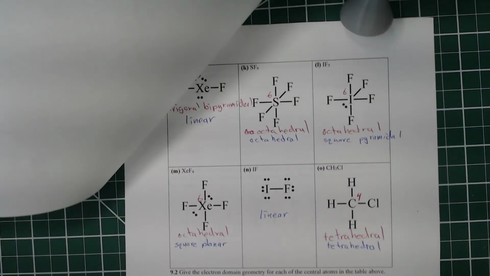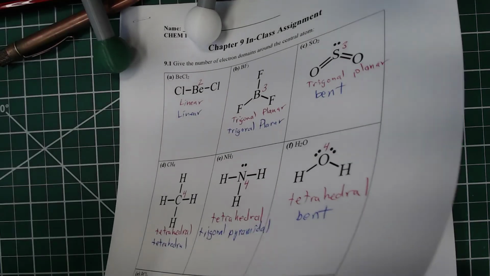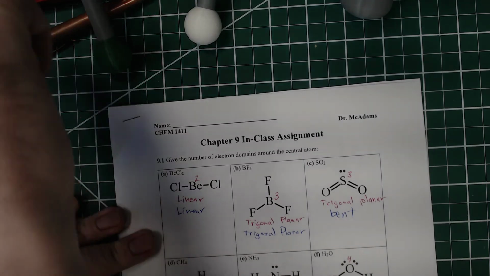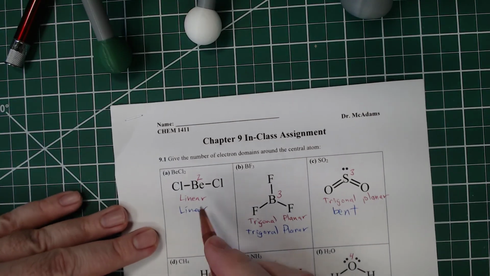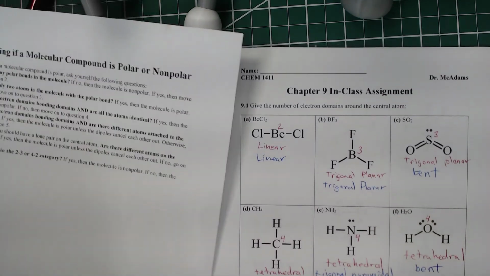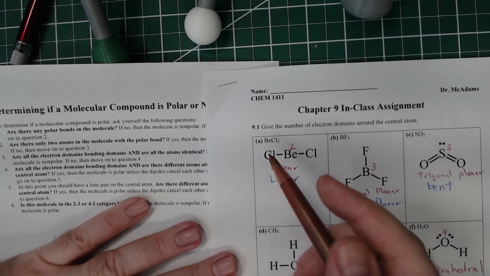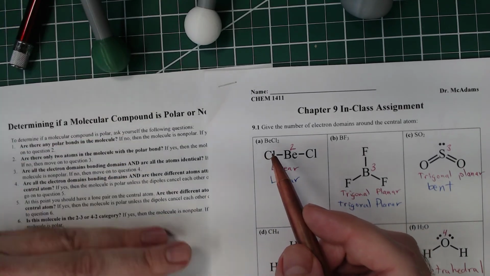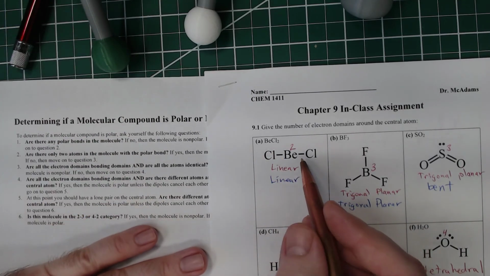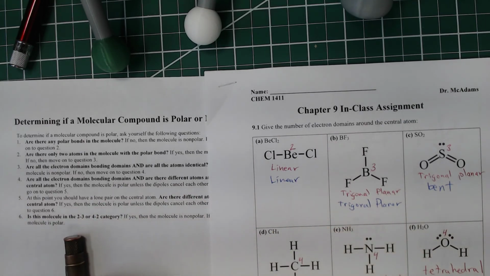All right, we want to answer number 4. Number 4 down here says, predict whether the molecules in the table above are polar or nonpolar. All right, and we can get this sheet handy so we can refer to this. Are there any polar bonds? Yes, there are polar bonds. Beryllium, chlorine, that's a polar bond. And let's see, what else do we have?